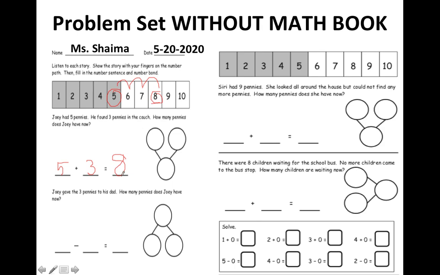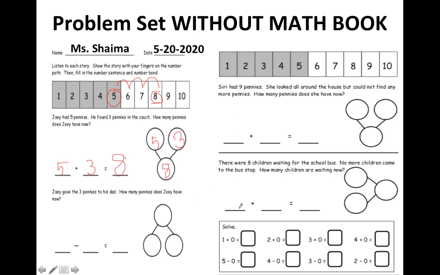So my number path and my number sentence have to match my number bond. So I know 5 is one of the parts, right? And 3 because I made 3 jumps. And I know 5 and 3 makes 8. So I'm going to do that.